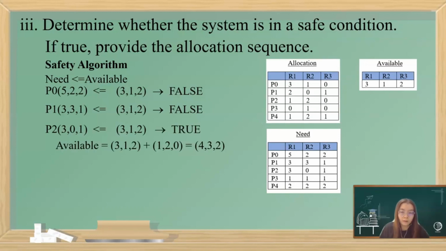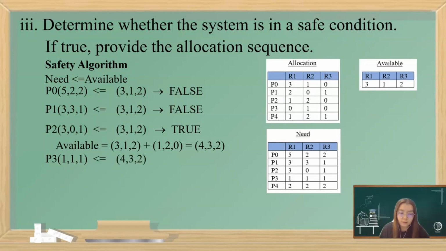Now we need to update the available. The original available is 3, 1, 2, and now we add the allocation from P2, which is 1, 2, 0. Now we get the new available, 4, 3, 2. We continue to check with the need of P3, which is 1, 1, 1, and we want to check it with the new available, which is 4, 3, 2.